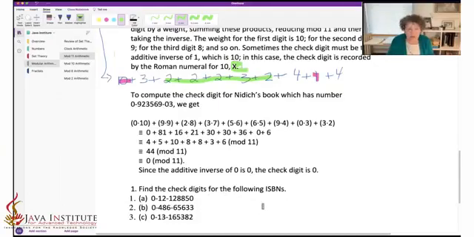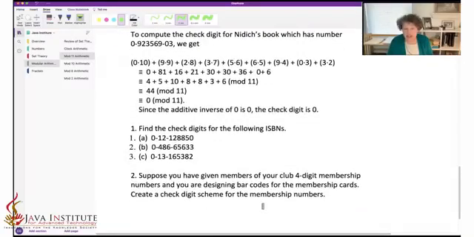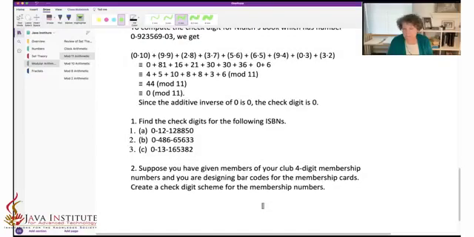Now, okay, do you think you understand this? Raise your hand if you understand it.